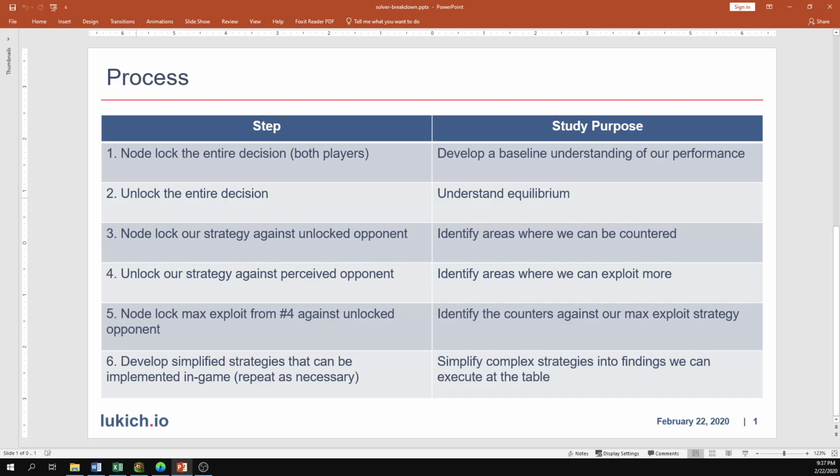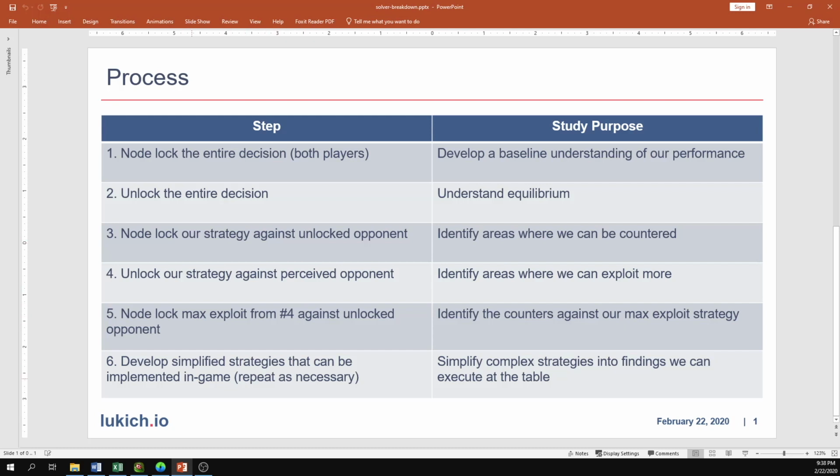The third step is to node lock our own strategy against an unlocked opponent, and this is to identify areas where we can be countered. Our fourth step is to unlock our own strategy against our perceived opponent's strategy, and this helps us identify areas where we can exploit them more. Step number 5 is to node lock the max exploit that we saw from step 4 against an unlocked opponent to identify the potential counters against our max exploit strategy and compare those to number 3.